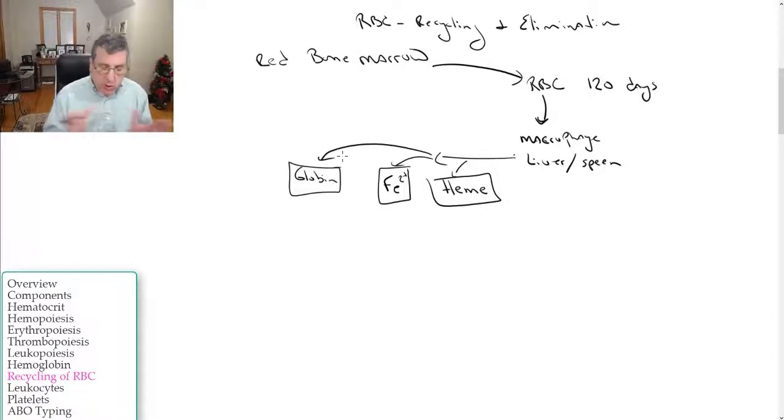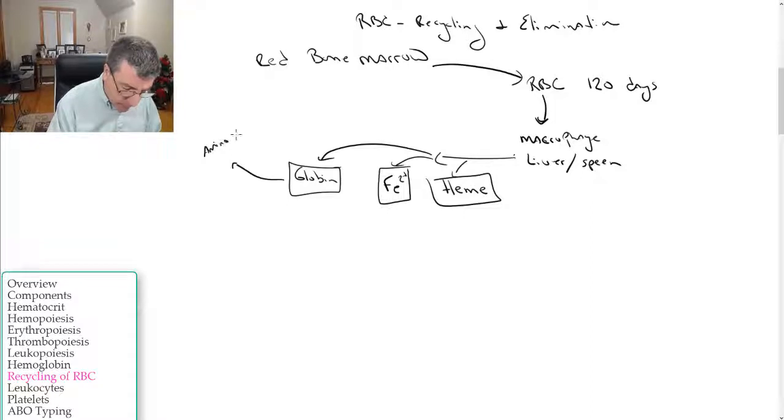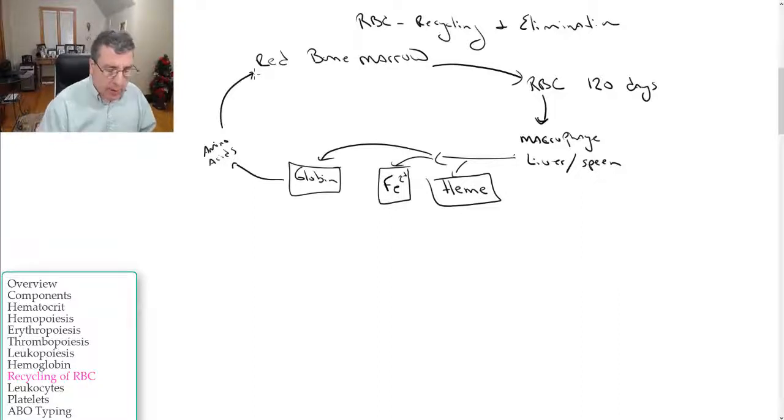So let's just take these very basically to start. Globin, that's going to be the easiest one to do, is then broken down into amino acids. And they're going to be reutilized, some of which end up back in the red bone marrow to make more red blood cells. Other amino acids will be used for something else, okay?